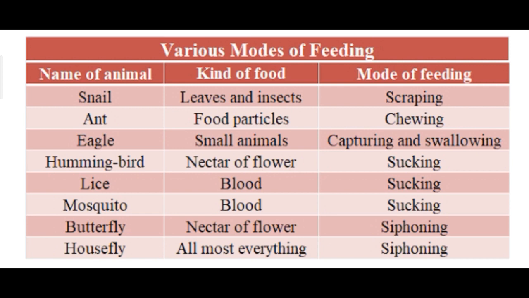If you know, you can write it. The mode of feeding, the mode of nutrition here is scraping. Scraping is the mode of nutrition. Like that here some animals' names are there and the kind of food which they eat and mode of feeding. This you need to write in your textbook.